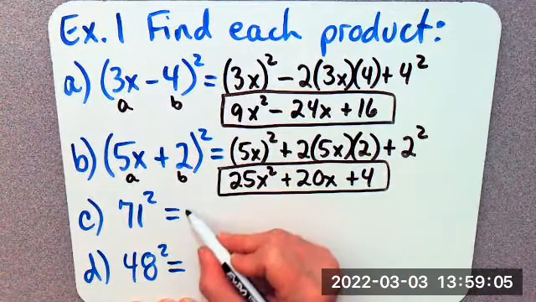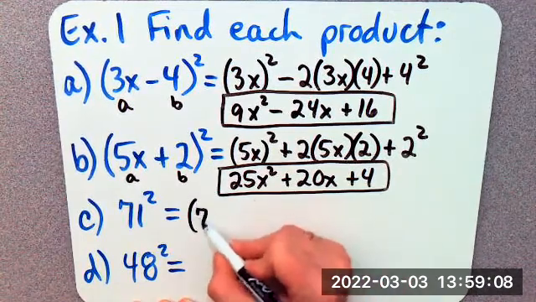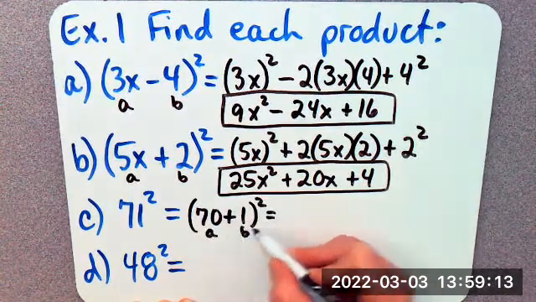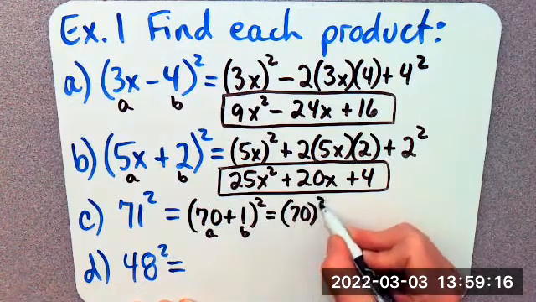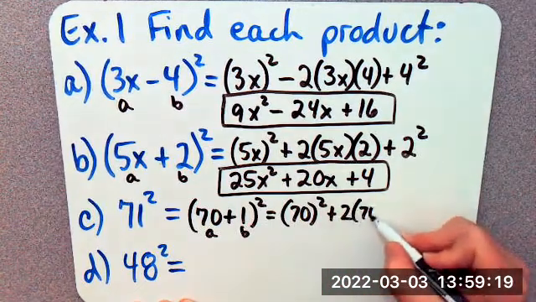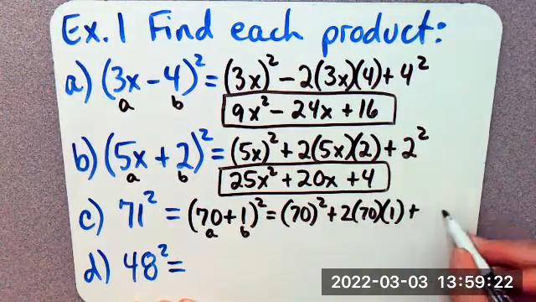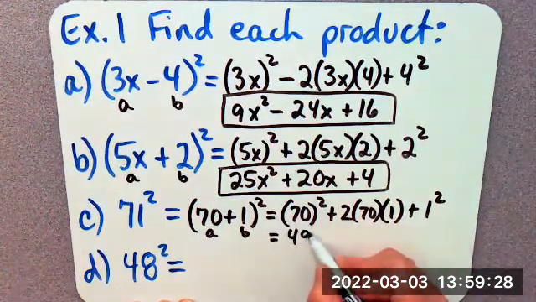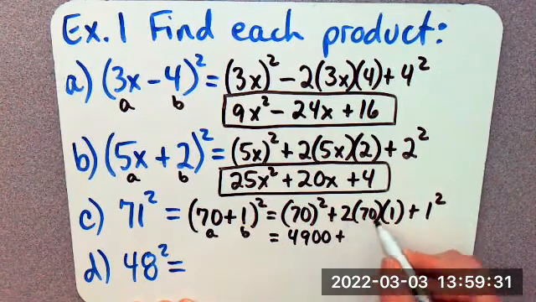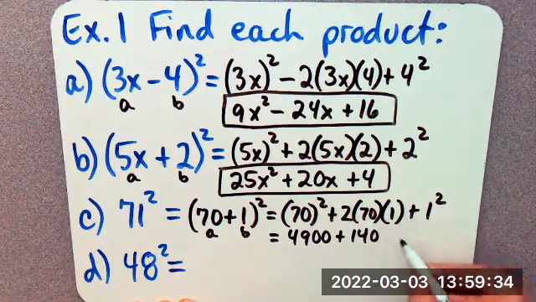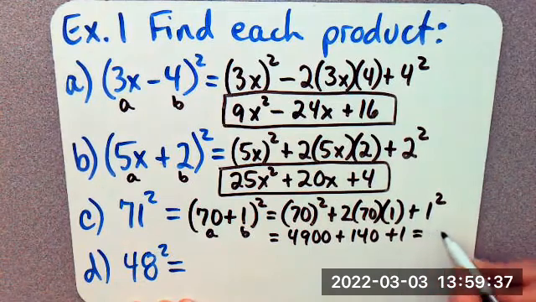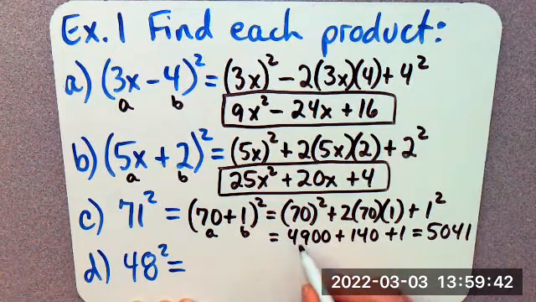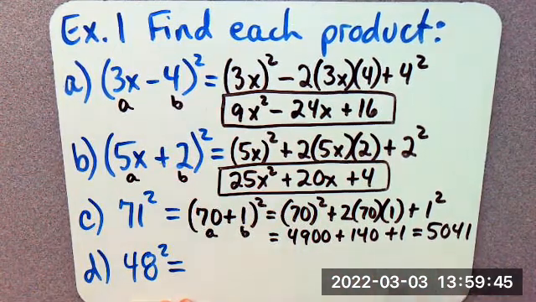All right, here we can make this into a special case by saying 70 plus 1 squared. So this is a, this is b. So we have 70 squared plus 2 times 70 times 1 plus 1 squared. So 70 squared is 4,900 plus 2 times 70 is 140 times 1 is 140 plus 1. So that gives us 5,041. So 100 plus 4,900 is 5,000, and then we have 41.